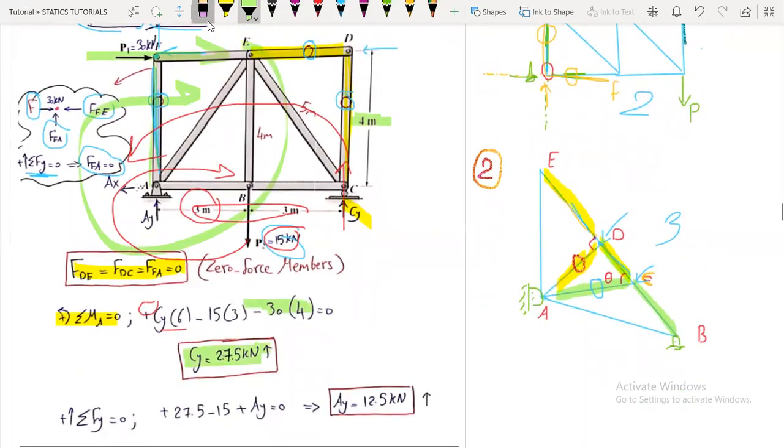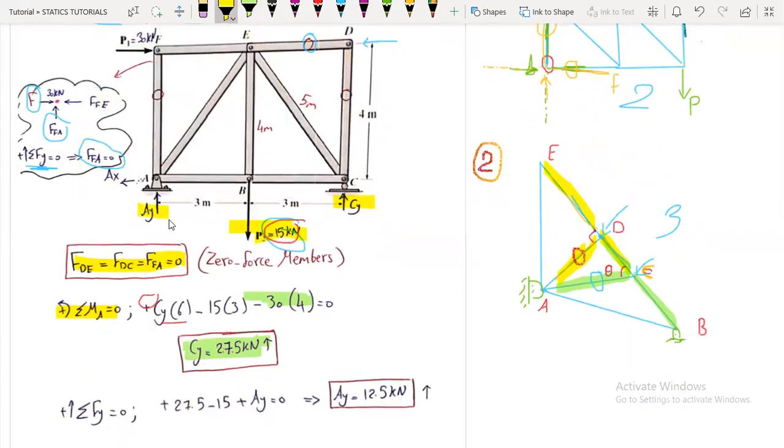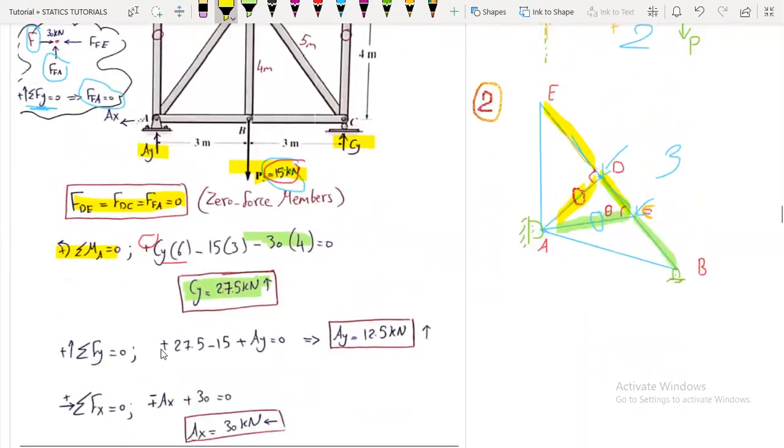Now, taking the summation of forces in the y direction, we have already found Cy, and we have minus 15 plus Ay. So 27.5, the Cy, minus 15 plus Ay equals 0, we'll get Ay to be 12.5 kilonewtons acting upwards.